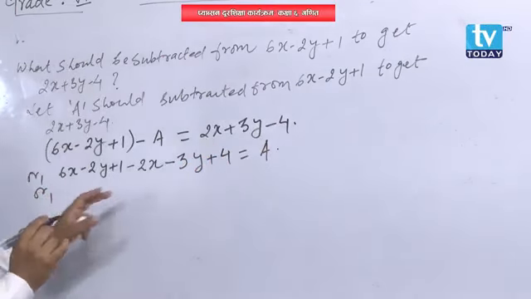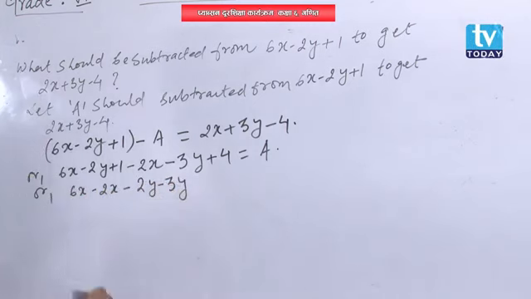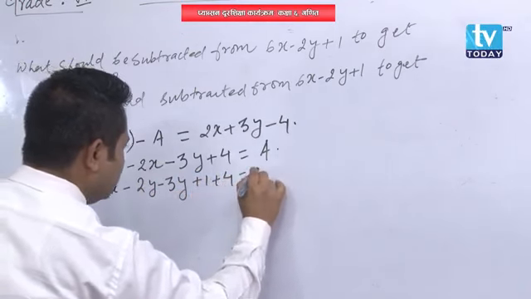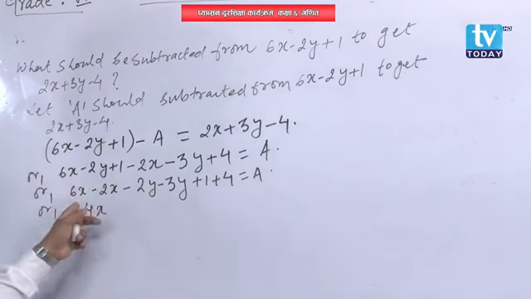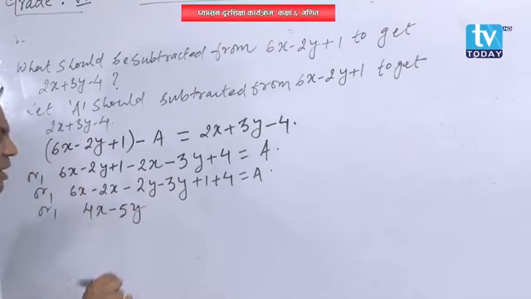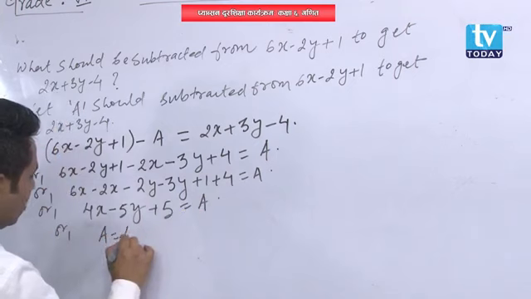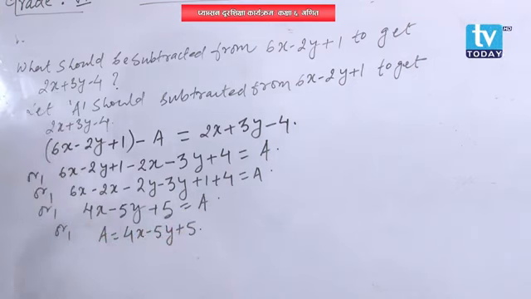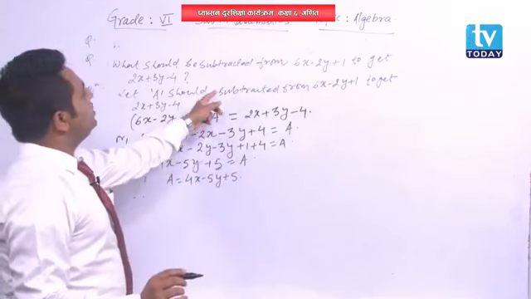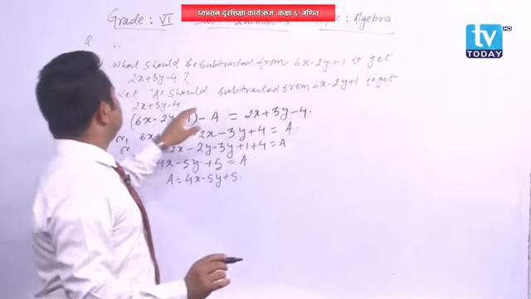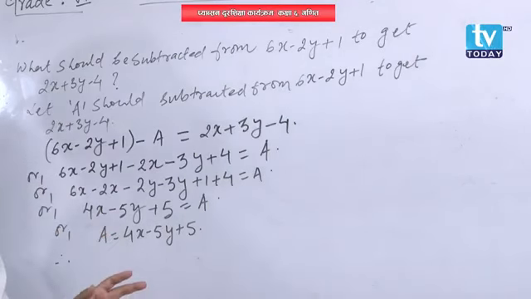Or you can arrange the like terms: 6x minus 2x, minus 2y minus 3y, plus 1 plus 4 equals a. These are like terms here. So 6x minus 2x is 4x, minus 5y, plus 5 equals a. Or you can write a equals 4x minus 5y plus 5. Therefore, we are getting the value of a. So, 4x minus 5y plus 5 should be subtracted from 6x minus 2y plus 1 to get 2x plus 3y minus 4. Is that clear? Understood? This is the solution. Are you getting me or not?